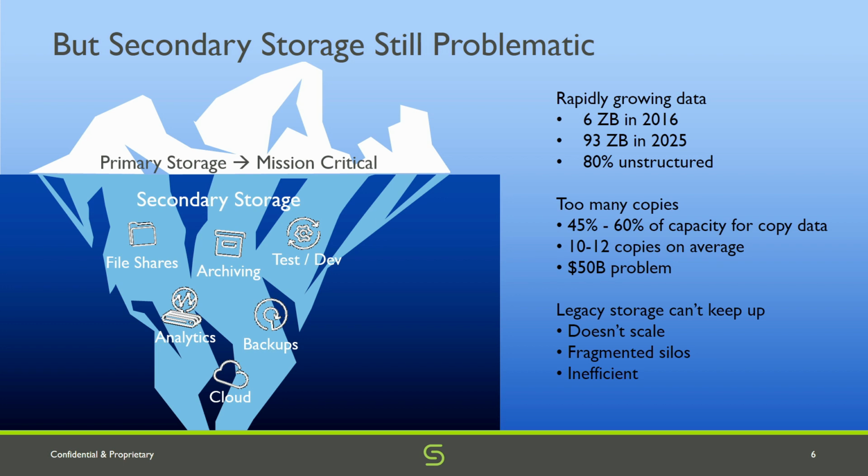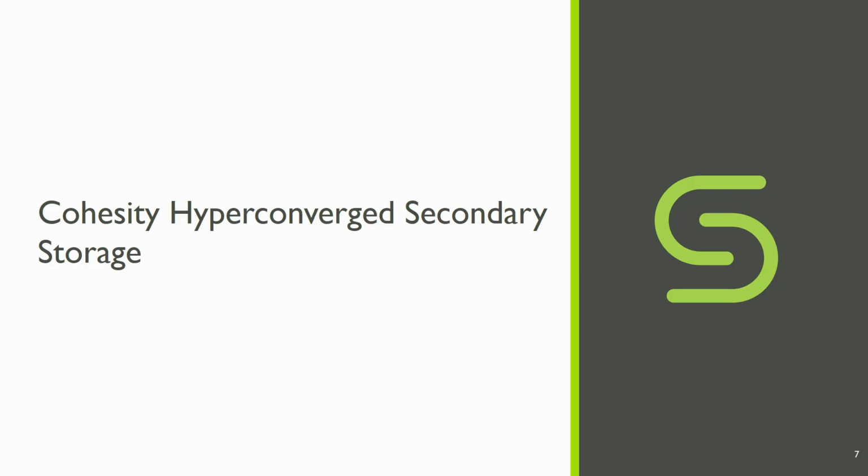The silos, most of these solutions don't scale out, which means that you have to capacity plan, you have to manage a bunch of individual boxes, and there's a lot of inefficiency, right? So legacy is really not, we think, in a position to go and solve this problem. So what does Cohesity do?